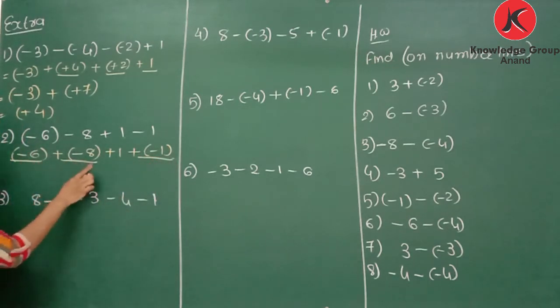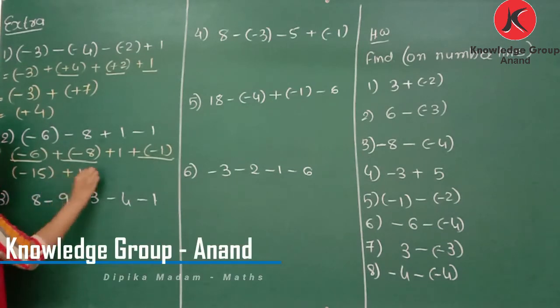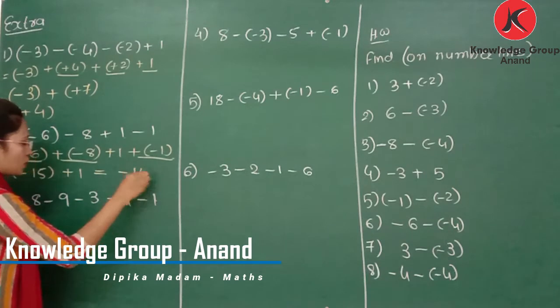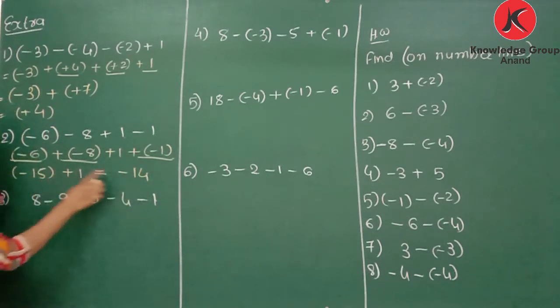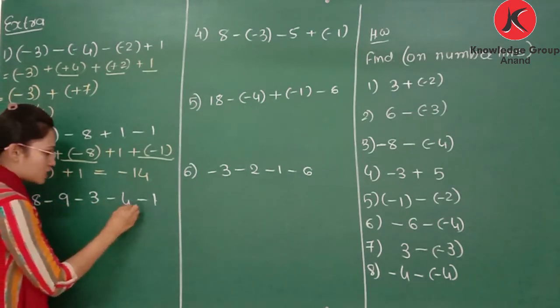Now numbers with the same sign: minus 6, minus 8, minus 1. So 6 plus 8 is 14, 14 plus 1 is 15. That is minus 15. Plus 1, so the answer is minus 14, because the bigger number is 15 and the sign of 15 will be in our answer.